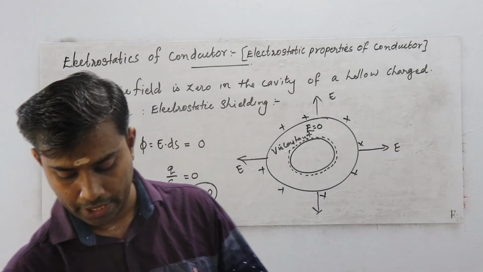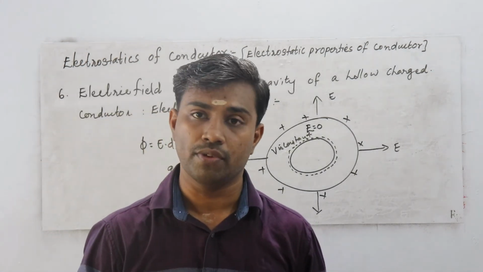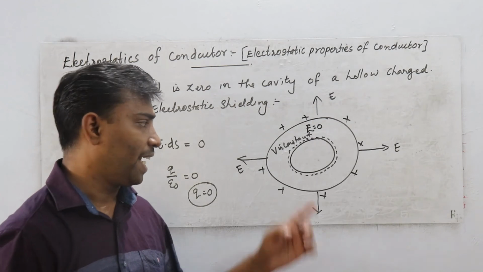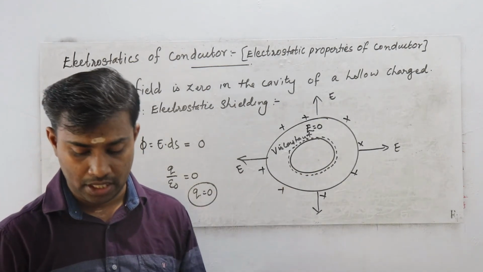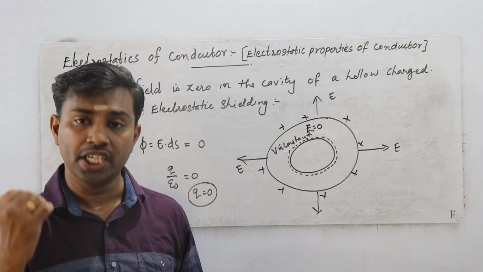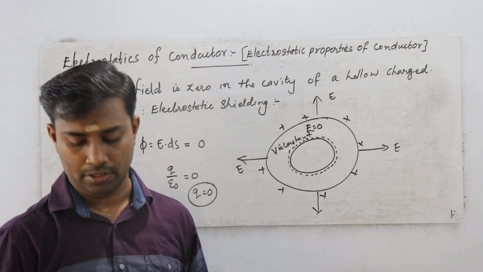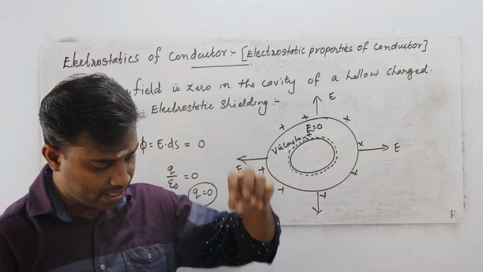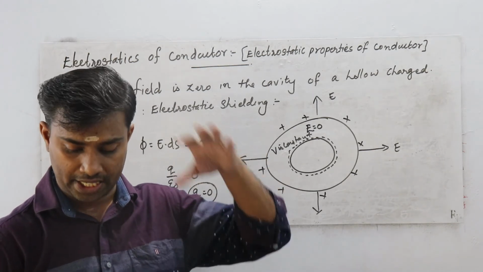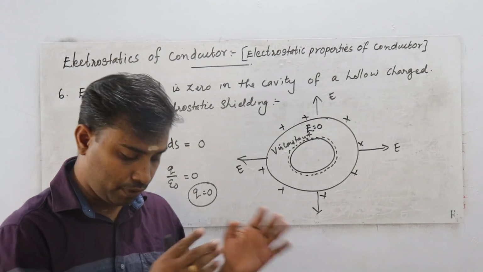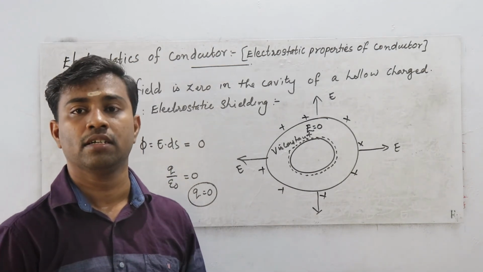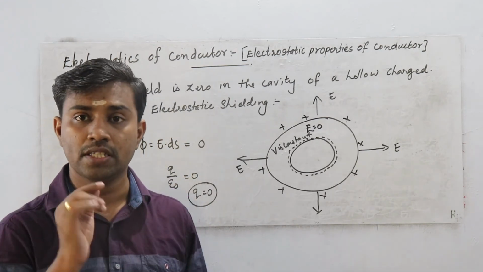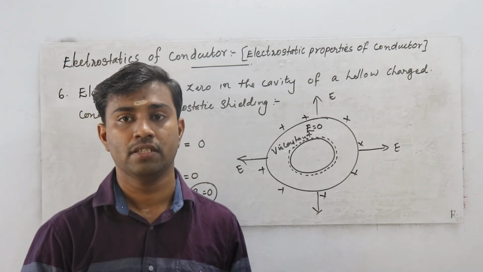Is it clear? So the entire charge lies only on the surface of a conductor. From this we can conclude that the cavity inside the conductor remains shielded from the outside electric forces or outside electric influence. This is known as electrostatic shielding.